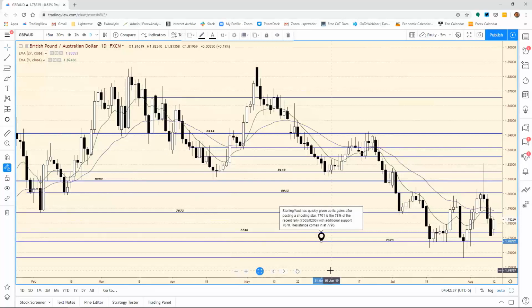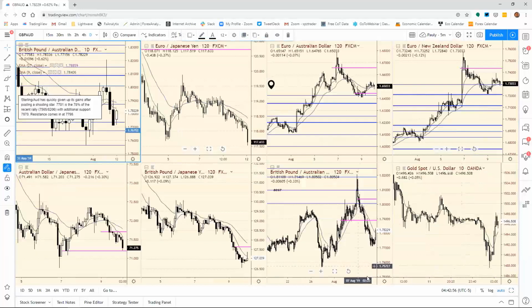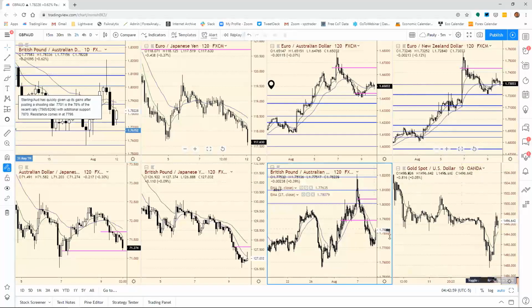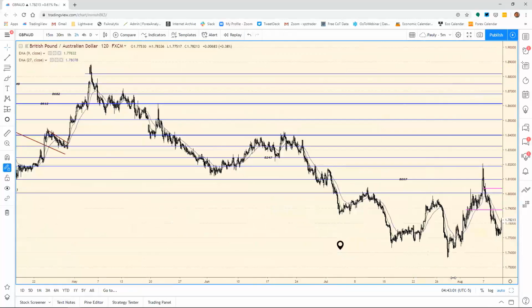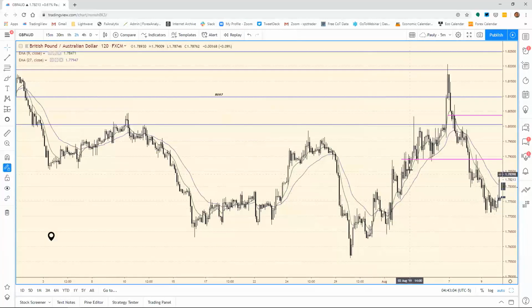Sterling is quickly giving up its gains after posting a shooting star. You can certainly see it right there. 77.01 is the 78% of the recent rally with additional support at 76.70. So we can see here, we've already come up here to 78.23. Let's go and take a look here on the intraday. So it's going to be 77.21.